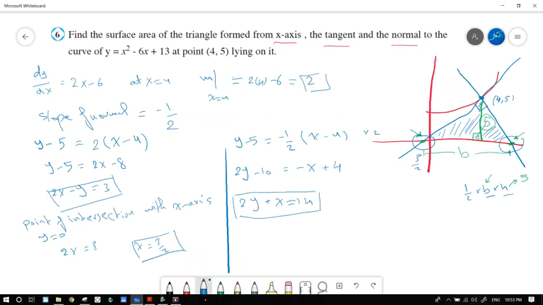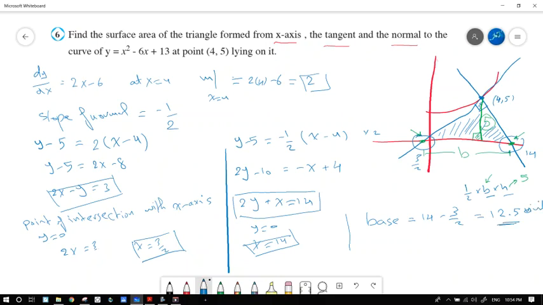And to find also the x-intercept of the normal, the point of intersection with the x-axis, we have to put y equal to 0. So it will be x equals 14. So this means that the normal cuts the x-axis at the point 14. Here is the value of the base. So the base length will be equal to 14 minus 3 over 2, which is equal to 12.5 units.